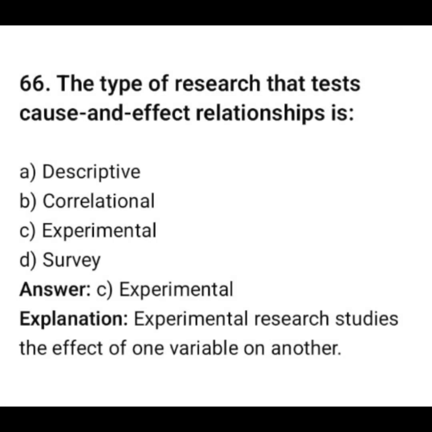The type of research that tests cause and effect relationship is descriptive, correlational, experimental, survey. The correct answer is option C, experimental. Experimental research studies the effect of one variable on another.